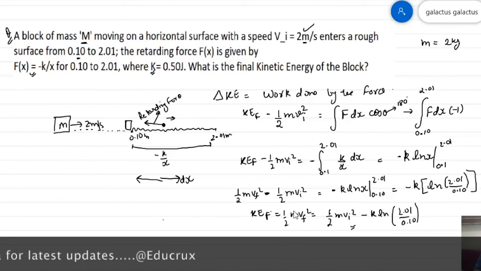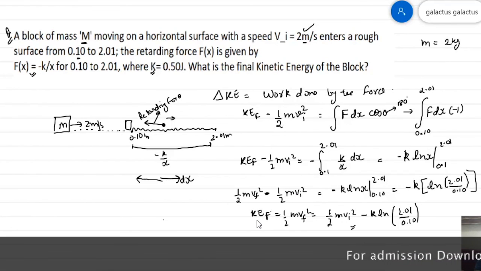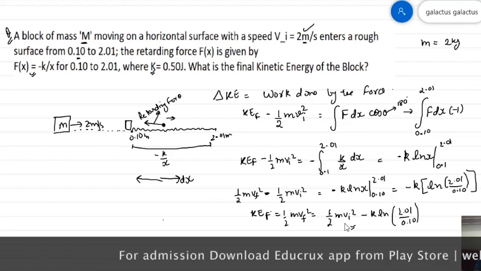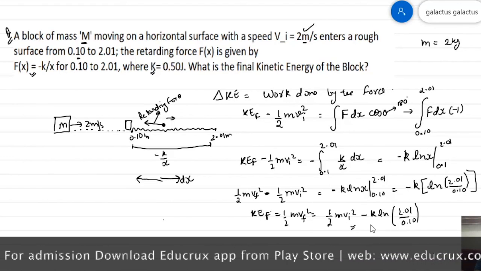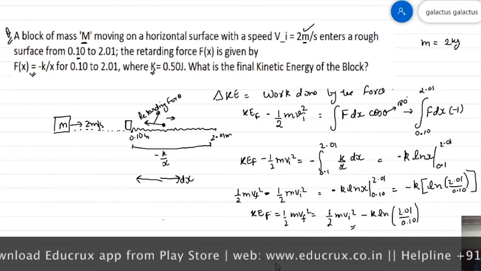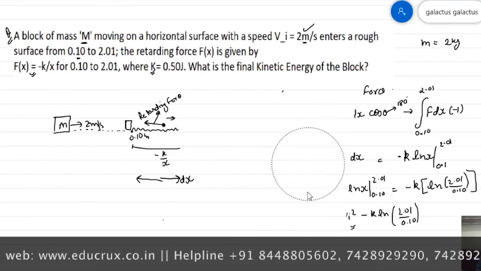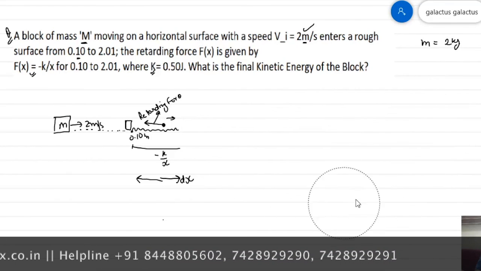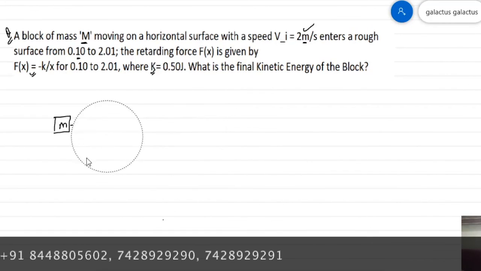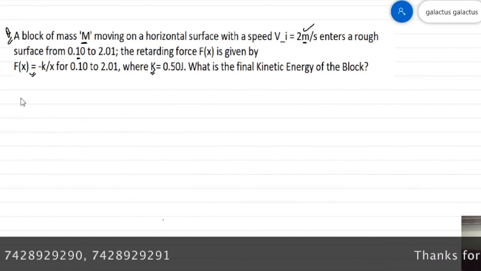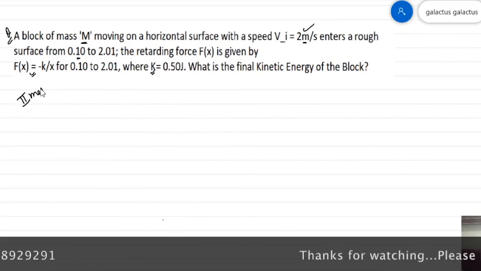So this is how we will use the work energy theorem to find the quantity of interest. In this question we needed to find the kinetic energy final, so we used the work energy theorem to find the solution. But now let us use Newton's laws of motion to solve this question. So now we are going to see the second method.